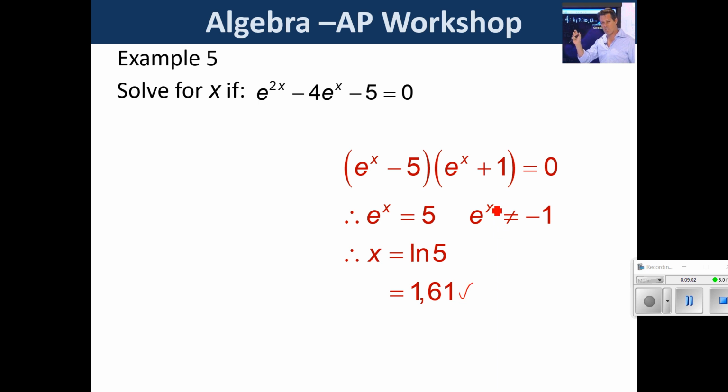Please just remember that you can't ever raise any positive base to an exponent and get a negative number. If you try to solve that in a calculator, it will tell you maths error. There is no solution over here.